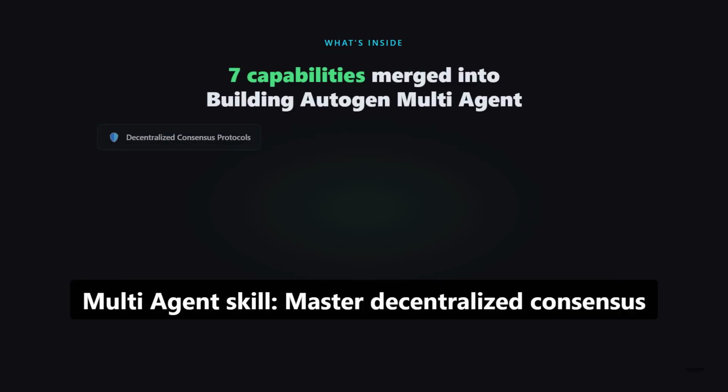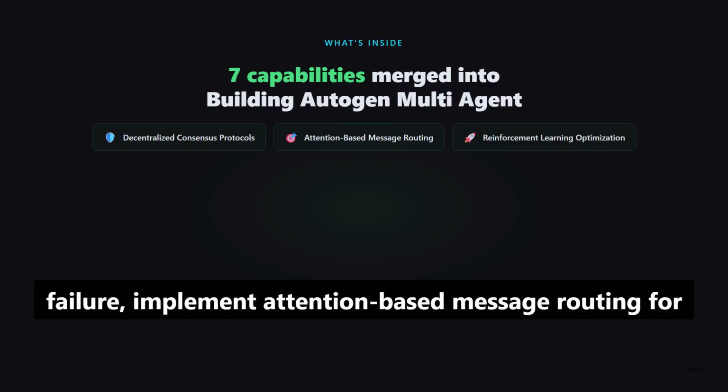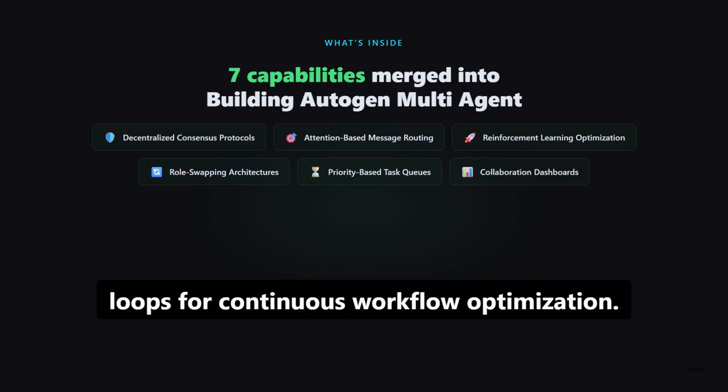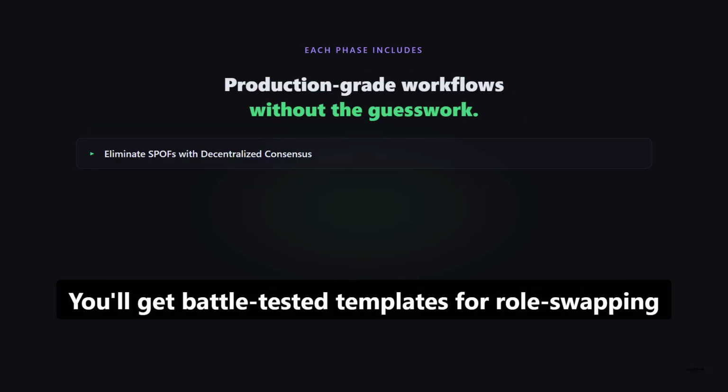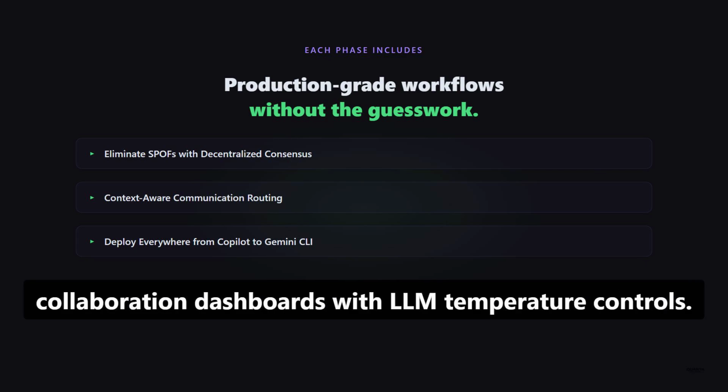building-autogen-multi-agent skill. Master decentralized consensus protocols that eliminate single points of failure. Implement attention-based message routing for context-aware communication and deploy reinforcement learning loops for continuous workflow optimization. You'll get battle-tested templates for role-swapping architectures, priority-based task queues, and real-time collaboration dashboards with LLM temperature controls.